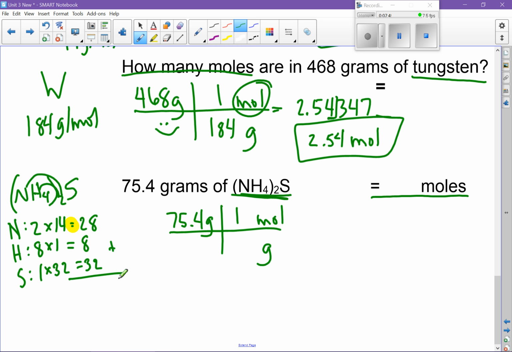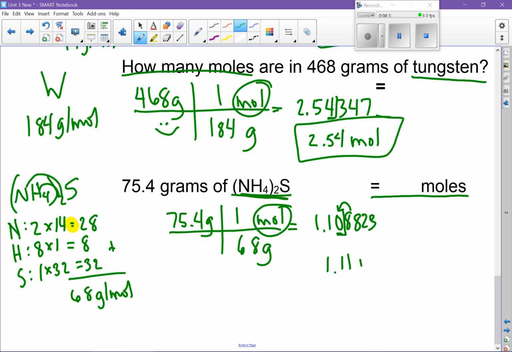Add those up. The molar mass of this substance is 68 grams per mole. That's what goes here with my grams. When I put that into my calculator, times on the top and divide down, I get 1.108823 something. We're going to round to the hundredths place, which is right here at this 0. The 8 is going to make it round up though, so my final answer will be 1.11. I was looking for moles. That's what goes on there.